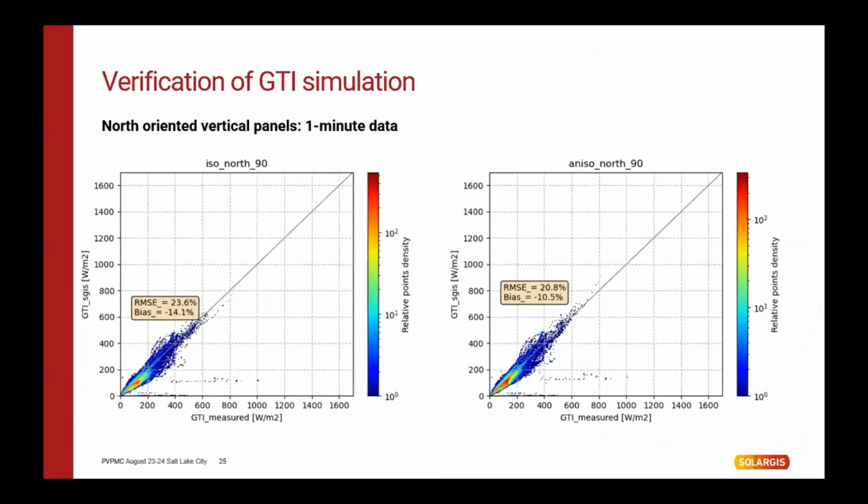Okay, in a north-facing system, there is almost no direct sun, only in the far part of the year for very low sun angles. So the results of the simulations look like this. Again, bias for the isotropic model is slightly higher, but the results are comparable.